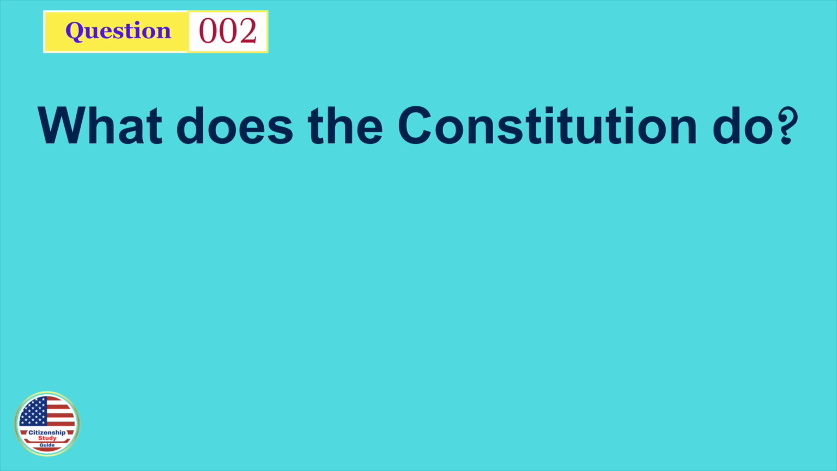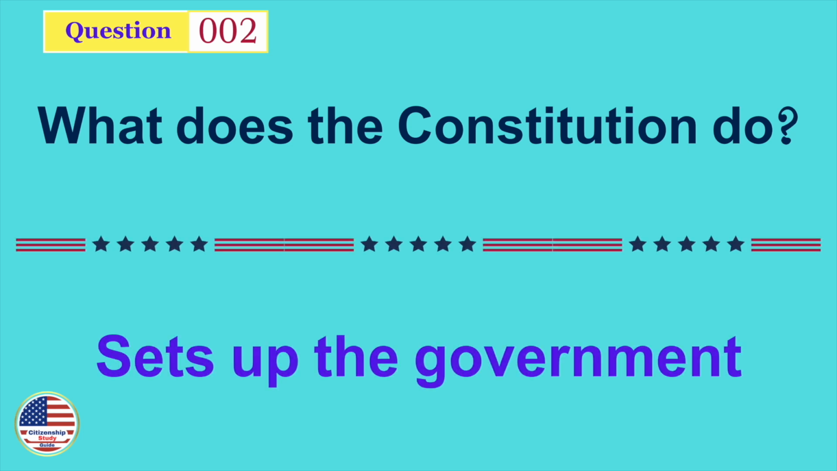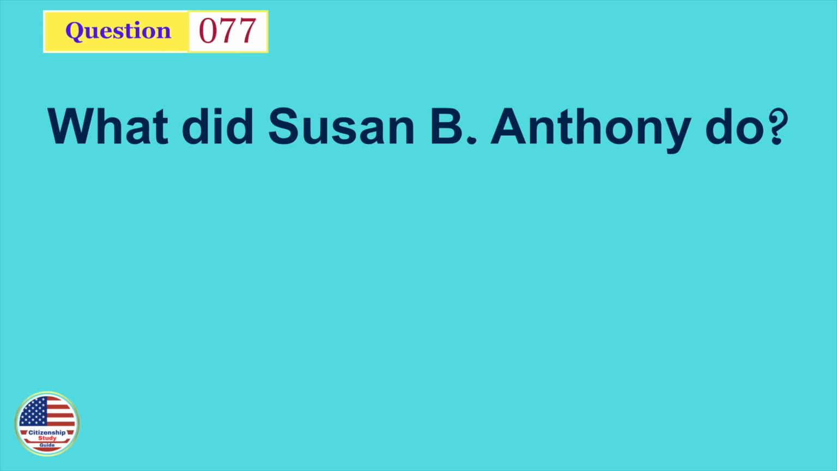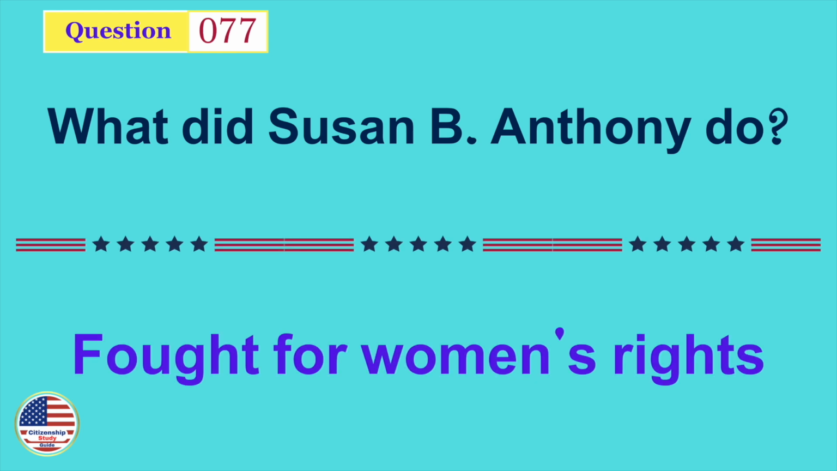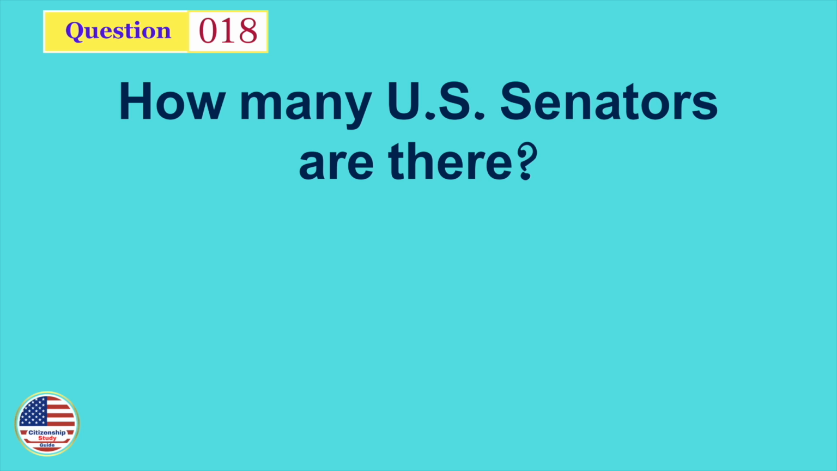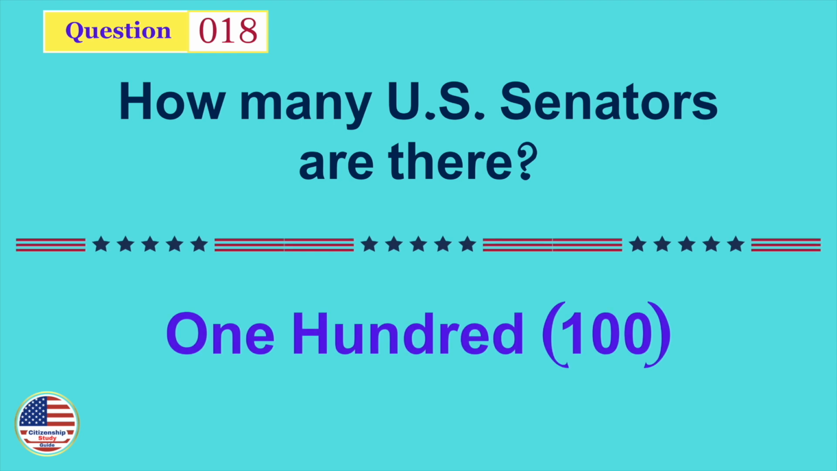What does the Constitution do? Sets up the government. What did Susan B. Anthony do? Fought for women's rights. How many U.S. senators are there? 100.